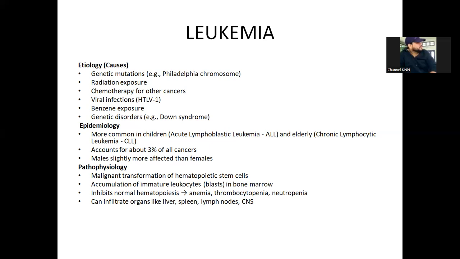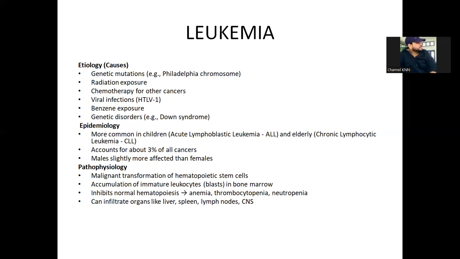Pathophysiology of leukemia involves malignant transformation of hematopoietic stem cells, which accumulate and cause blasts in the bone marrow. It leads to inhibition of normal hematopoiesis, which leads to anemia, thrombocytopenia, and neutropenia.